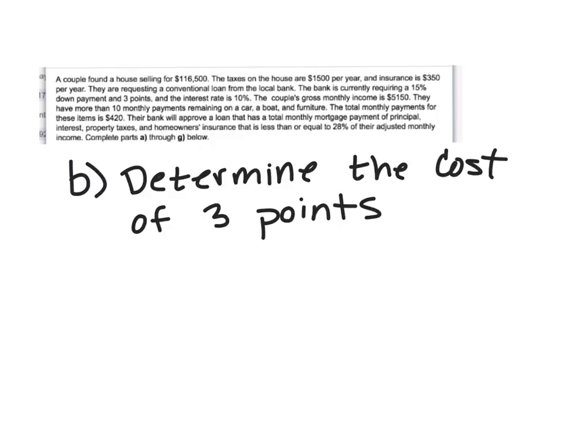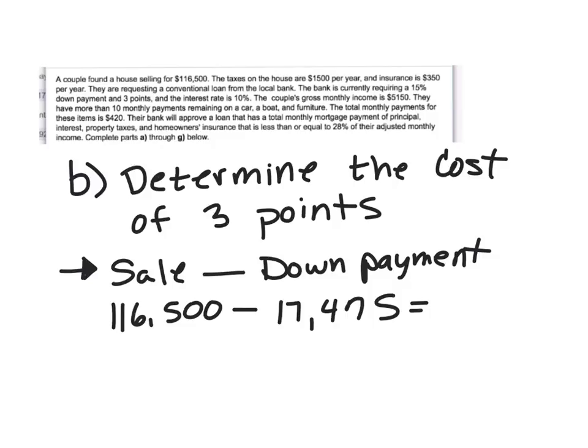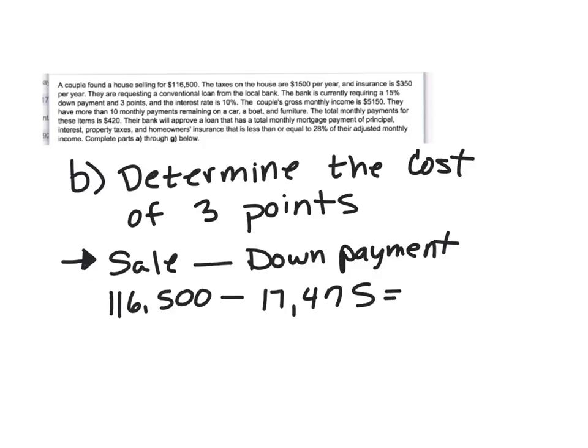Part B now asks you to determine the cost of 3 points. The first piece of information you need in order to figure out how much those points are going to be is that you have to take the sale price and subtract out the down payment, because that is going to give you the amount that you will actually be paying for your mortgage. So you take $116,500, subtract out the $17,475 that we got for the down payment in part A, and we end up with a mortgage amount of $99,025.